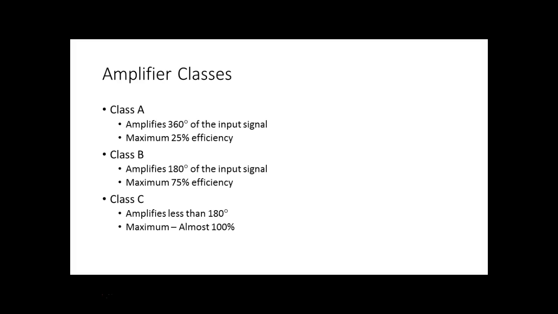Then we have class B. These guys only amplify 180 degrees of the input signal. So it's either going to be the positive alternation if it's an NPN or the negative side if it's a PNP. But they are what? They're about 75% efficient. And then we got a class C that amplifies less than 180 degrees. But these guys are up to 95%, almost 100% efficient.